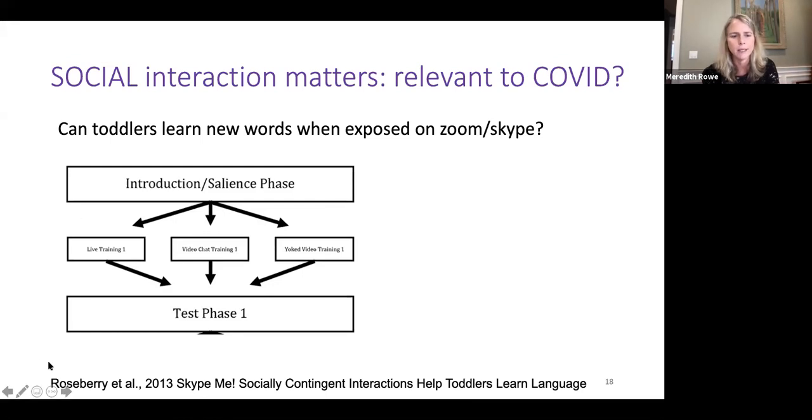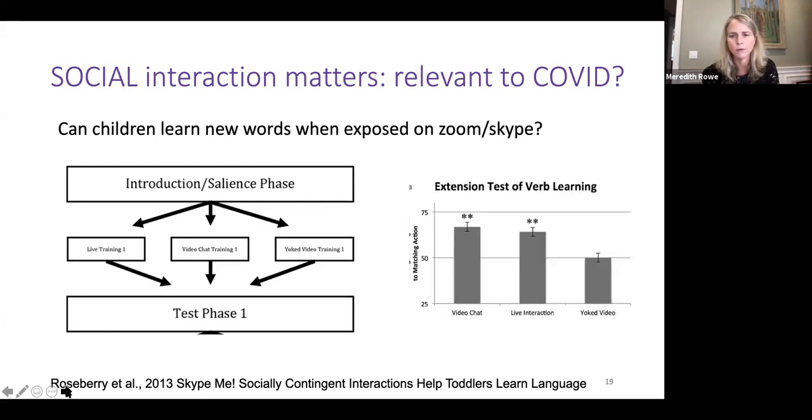And they basically found findings that mirror Pat Kuhl's findings, where if you're in the video chat or the live interaction, you learn the verbs. But if you're just watching someone teach you those verbs on the screen, you're not learning them. And so this social contingency is extremely important in infancy and toddlerhood. We do know, though, that once children are a little bit older, say after 30 months, they can pick up vocabulary words from television shows, right? They can learn from overhearing. But in the earlier ages, this social contingency is extremely important.